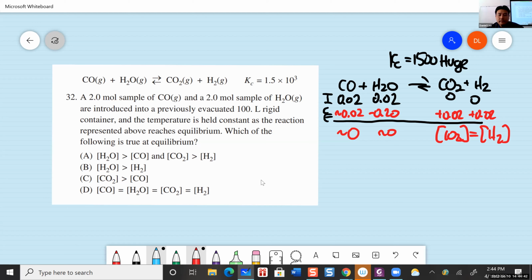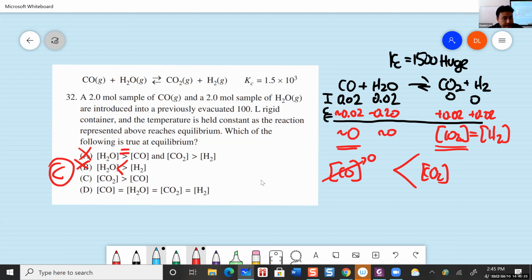So which choice essentially says that? If you look at choice A, almost right. Water greater than CO, no. Water should be the same as CO. So A is wrong. They're both negligible. B is wrong. Water should be less than H2. H2 is your product. Because it goes to completion, you have very little water left. So B is wrong too. C is the answer. CO2, which is the product, must be greater than CO, which is a reactant. CO is approximately zero, right? That's true.